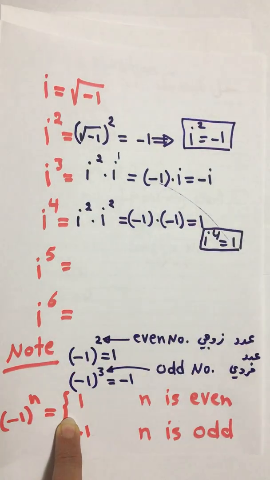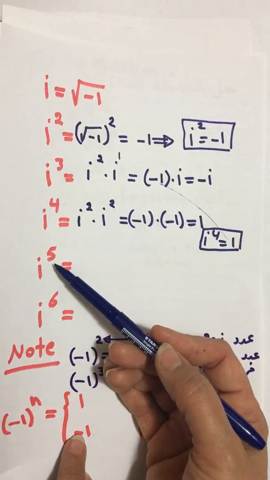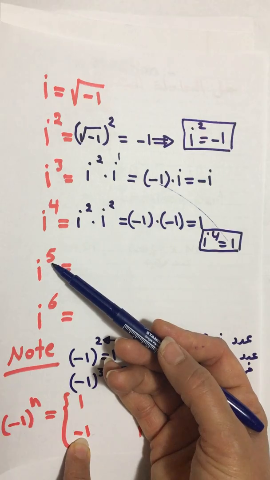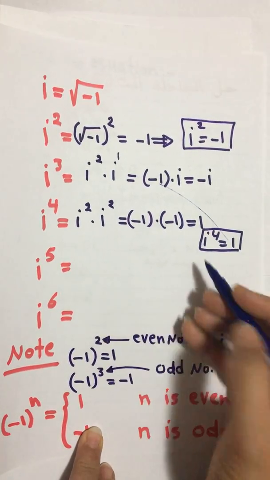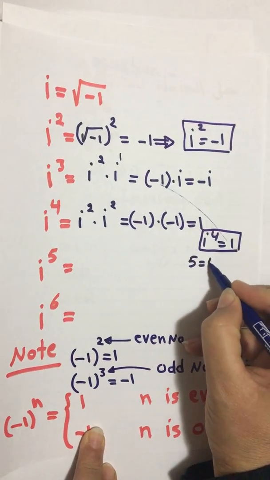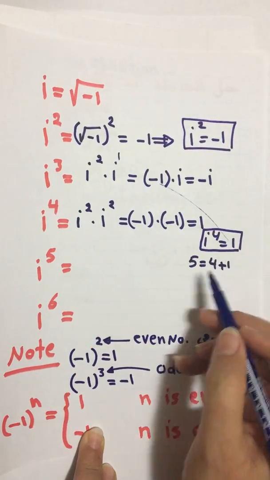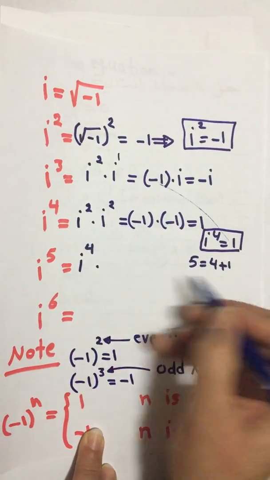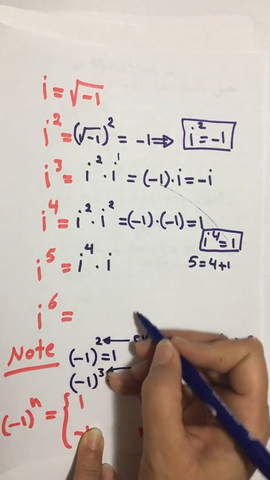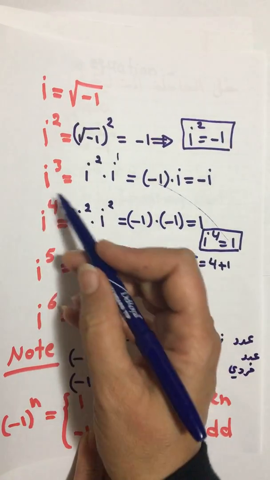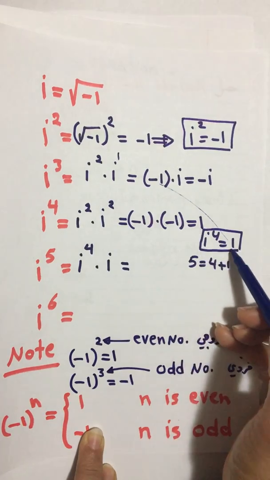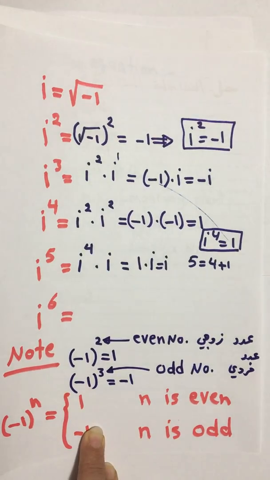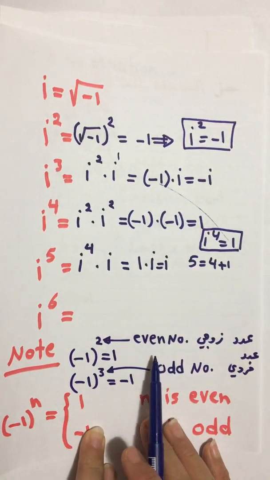i to the power 5. I have to find an even number that's less than 5, which is 4. I know 5 equals 4 plus 1. So I can write i to the power 4 times i to the power 1, and i to the power 4 equals 1. So 1 times i gives i. So i to the power 5 equals i.